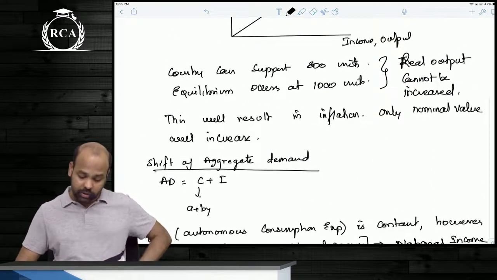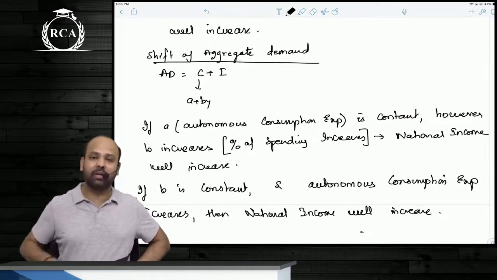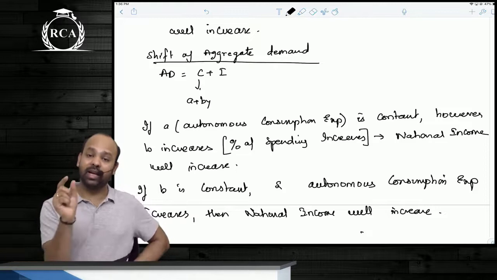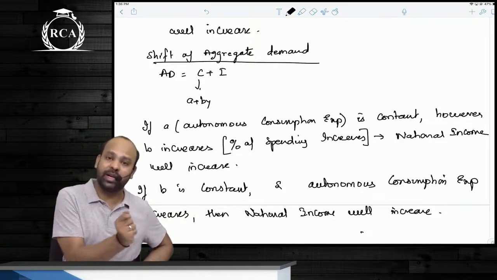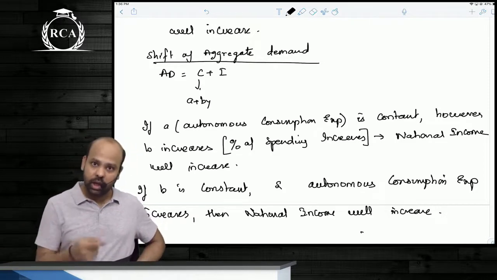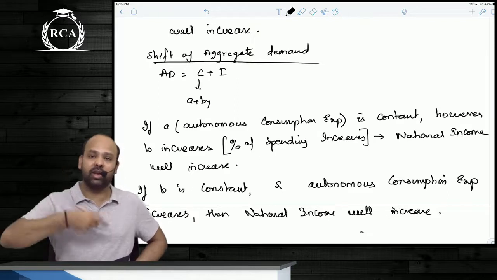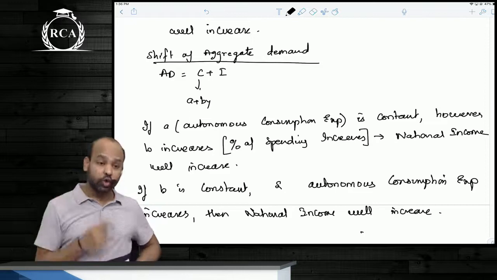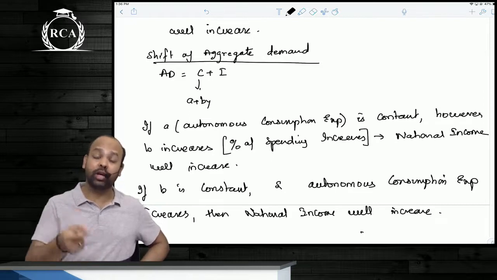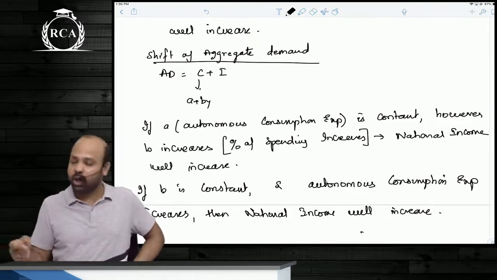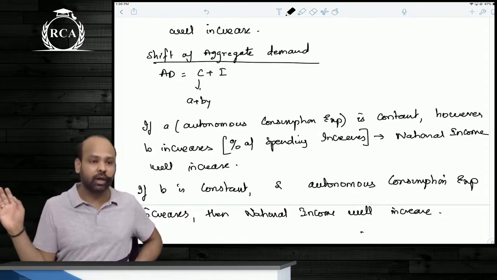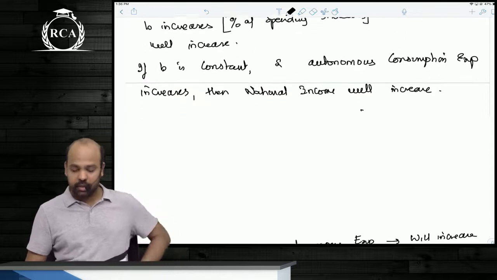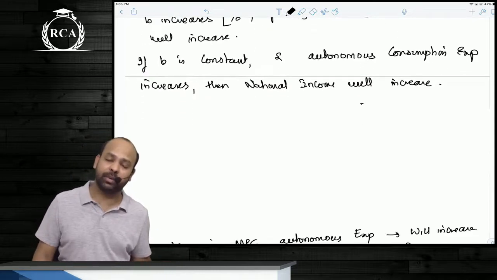I spoke about a shift of aggregate demand. I said your total aggregate demand is C plus I. C again comprises an autonomous consumption expenditure and an induced consumption expenditure. If autonomous consumption expenditure is increasing, overall aggregate demand is increasing, so national income is increasing. If induced consumption expenditure is increasing through a rise in marginal propensity to consume, again overall national income will increase. But this only talks about the direction in which the national income is moving.